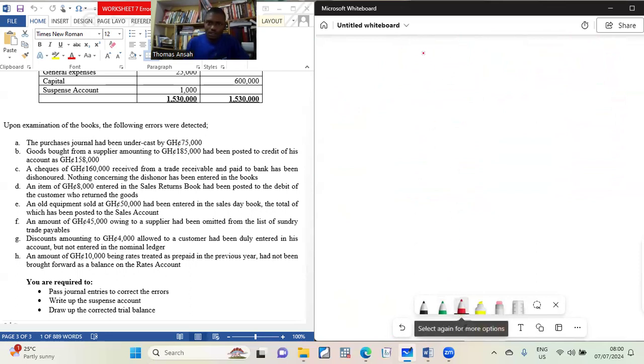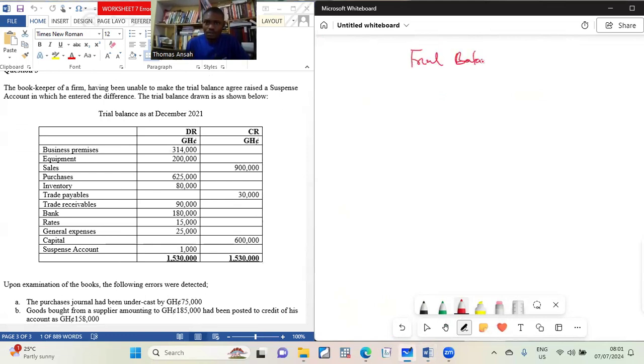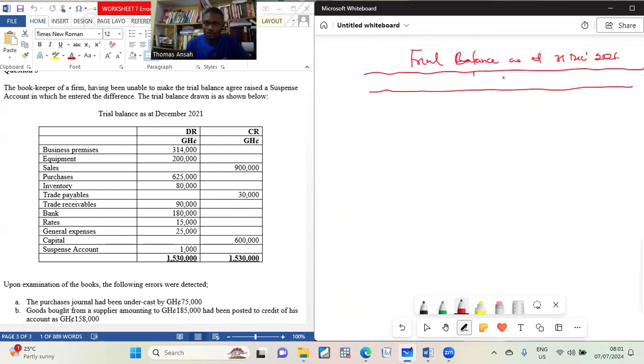So the trial balance, that's the last one. You correct the trial balance. Trial balance as at December 2021. So it's the same thing. You draw it, right? And the trial balance must balance. You don't create another suspense, okay? So put your city sign here.